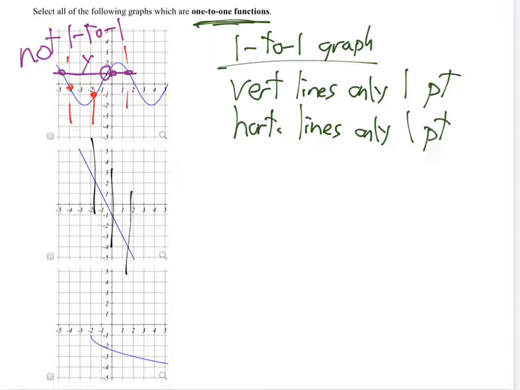Yeah, he passes every test. Every vertical line only hits 1 point. Every horizontal line only hits 1 point. This one's a yes. Good. How about the third one down there?